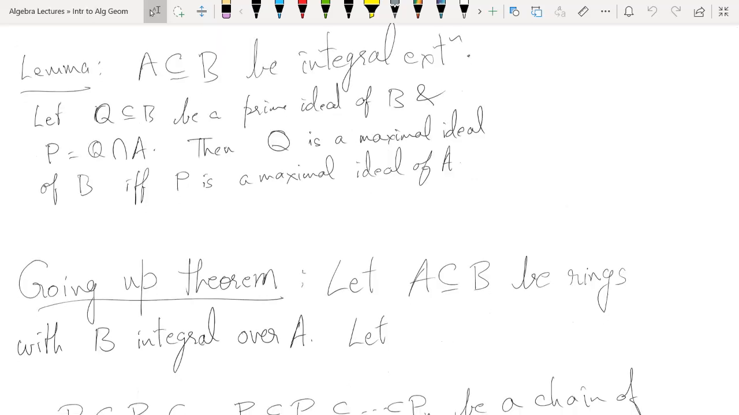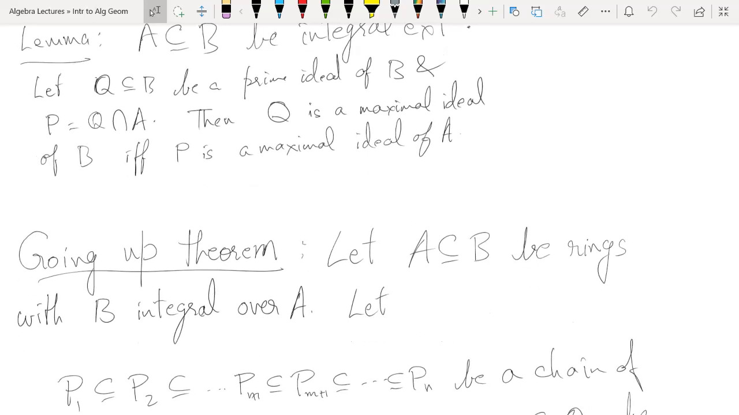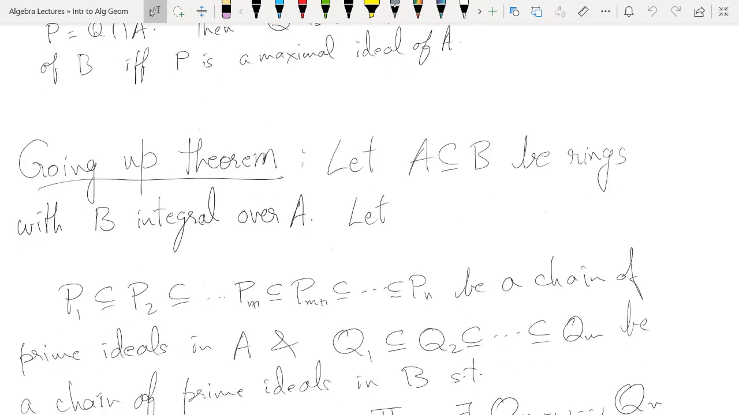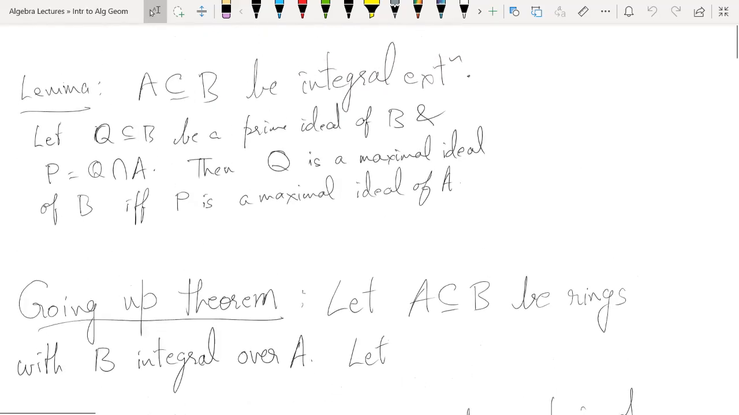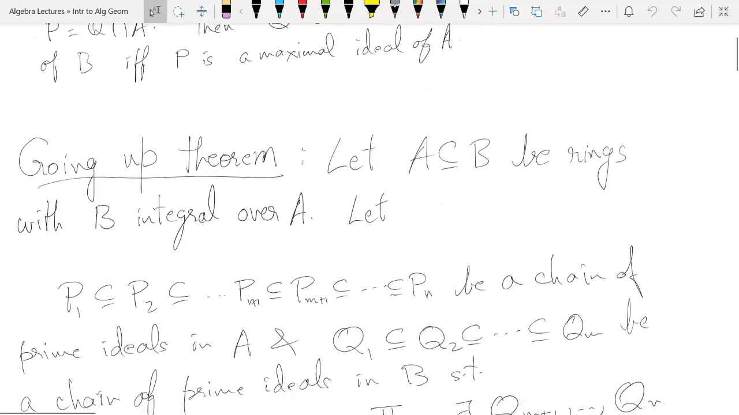Okay. So we already saw the proof of this lemma. So we'll use this lemma to prove the going up theorem. And the going up theorem will help us prove some dimension kind of statement. So for instance, we'll show that if A to B is an integral extension, then the dimensions of A and B are the same. Okay, for instance.